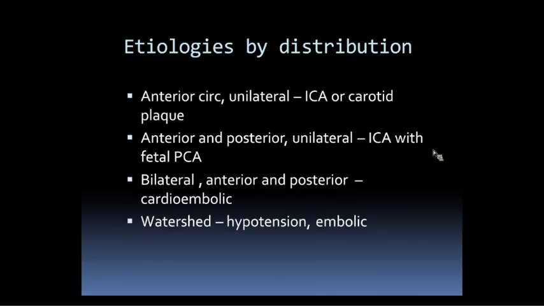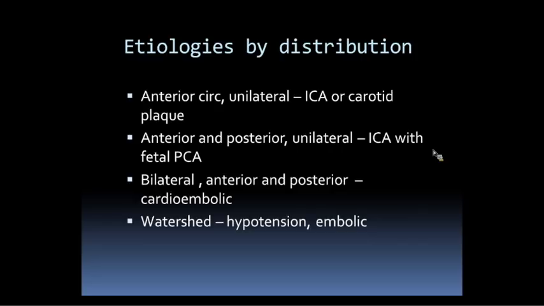We already talked about ICA, anterior circulation on one side, ACA and MCA being related to ICA pathology or even plaque from the carotid bulb, but on a unilateral side. But another interesting case is if you have anterior and posterior circulation on just one side, that can be due to a variant called fetal origin of the PCA. So usually the PCA comes from the basilar artery, right?